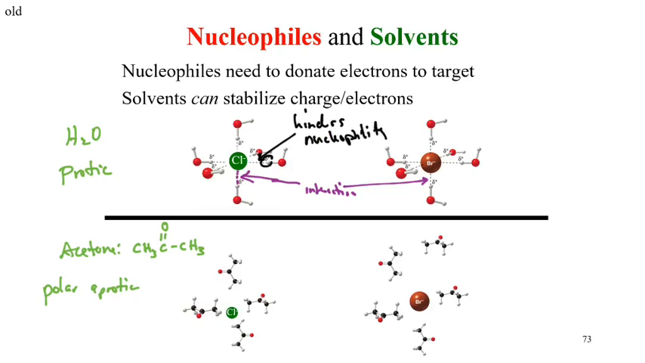Let's just say that says philicity. Okay? So in protic solvents, we actually want less electronegative atoms or less electronegative nucleophiles. Those end up becoming the more nucleophilic.